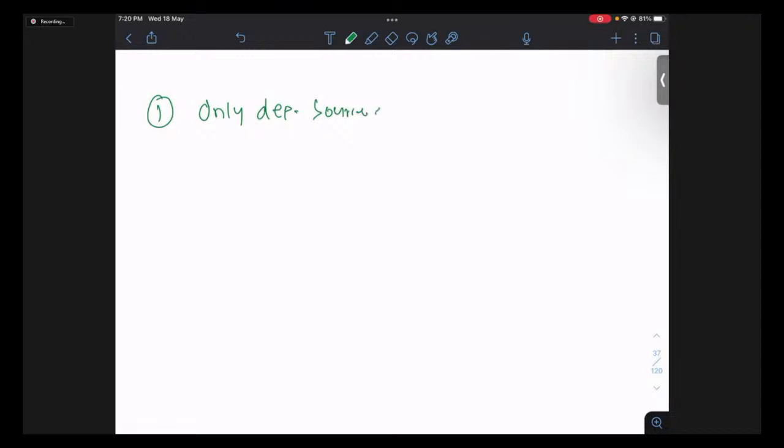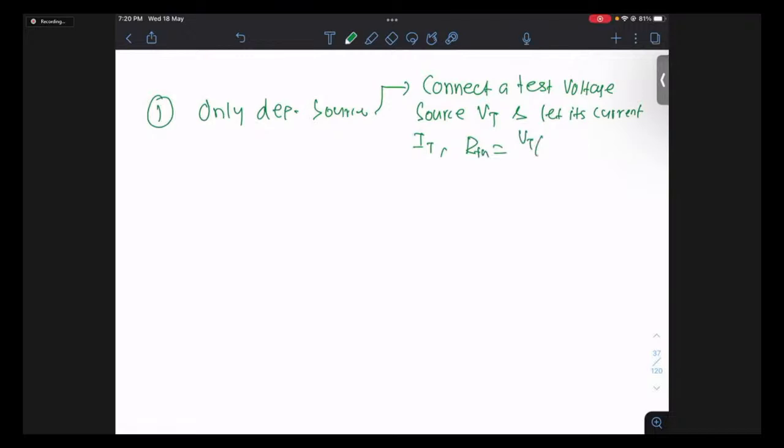In this case, the method is to connect a test voltage source, not necessarily a voltage source, but generally we go with a voltage source, VT, and let its current be IT. Then you get the value of RTH as the ratio of VT to IT.